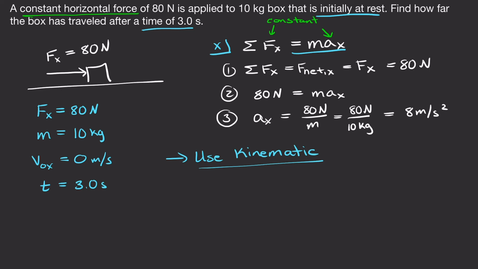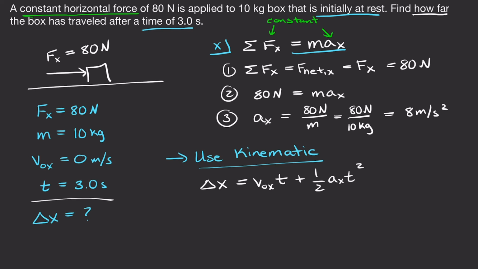Okay, so if we look at what we're given, we have time. There's two kinematic equations that have time, and we're looking for how far, so we want to find delta x. So the kinematic equation we should use is delta x equals v naught x times time plus 1/2 ax t squared.